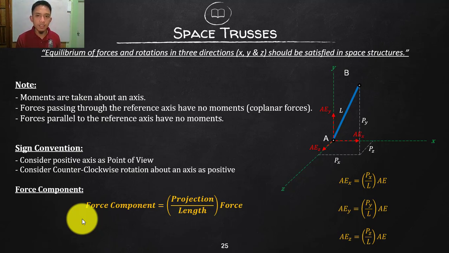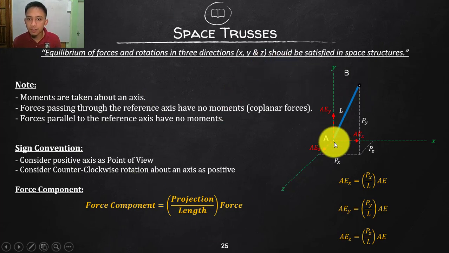Same thing here, only that we now have three projections: x, y, and z. So consider this figure here. Let's consider member AB. We have a force member AB. Then we need to break this down so that we can use it for the summation of the forces in x, y, or z.